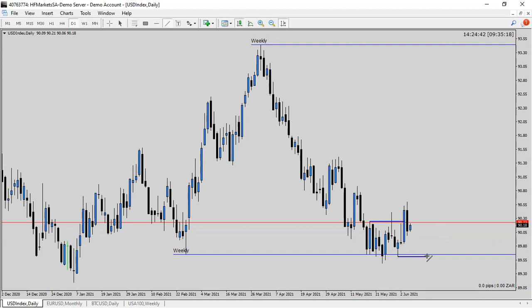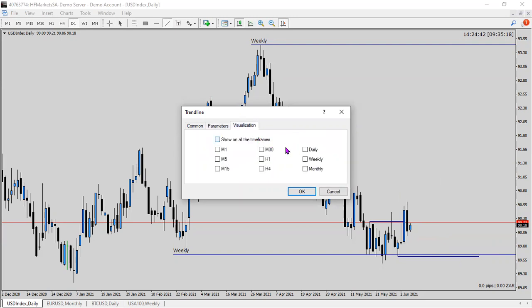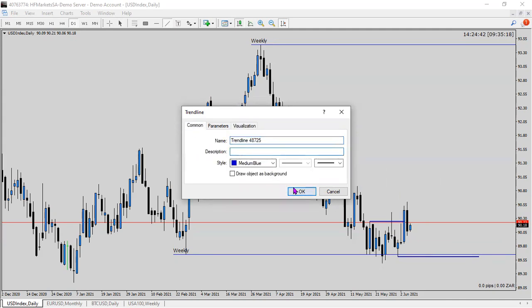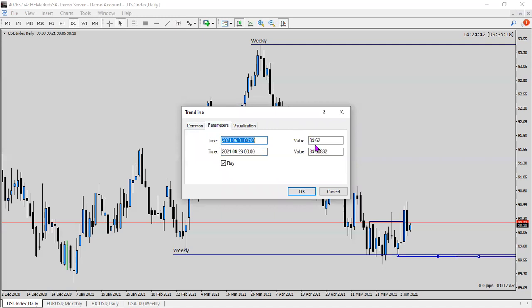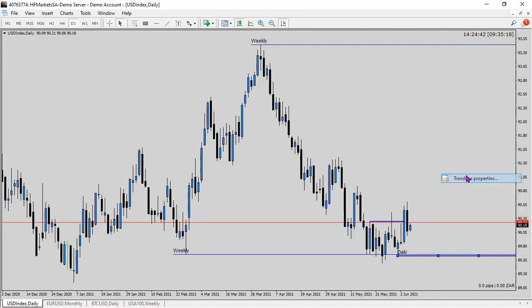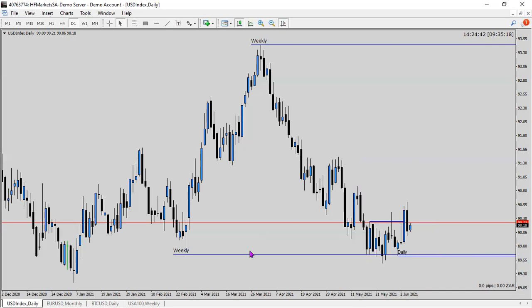So I'm going to mark this as the daily low. So that's a daily low. I'm simply just going to make sure everything is where it needs to be. This is actually taking much longer than I thought it would. Just bear with me, guys. Okay, so that's a daily low.